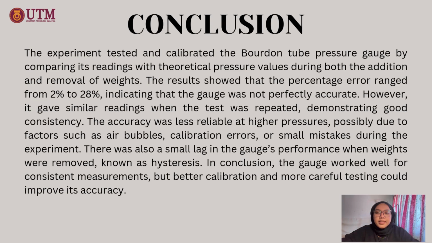The experiment tested and calibrated the Bourdon tube pressure gauge by comparing its reading with theoretical pressure values during both adding and removing weights. The results showed that the percentage error ranged from 2% to 28%, meaning that the gauge was not perfectly accurate. However, it gives similar readings when the test was repeated, showing good consistency. The accuracy was less reliable at the higher pressure, which may have been caused by issues like air bubbles, calibration error, or small mistakes during the experiment.